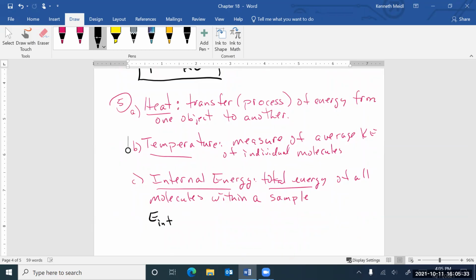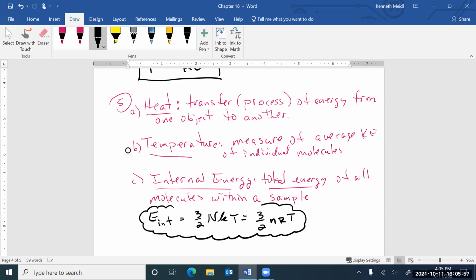This is the internal energy, which really means it's a conglomeration of a bunch of particles that are giving you this total energy here. And that's going to be this 3/2 that we see up above with an N, K, and a T, or it could be 3/2 N, R, T. So we know that it is going to be proportional to the temperature in all cases. And this is how we're going to find it.